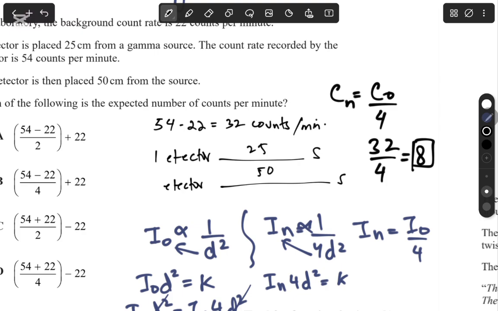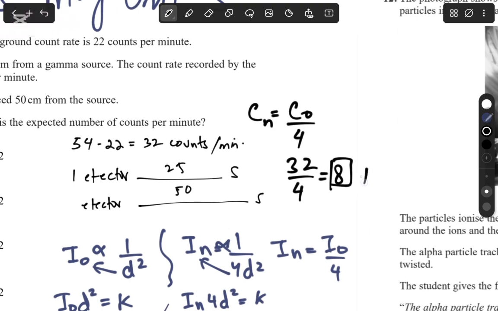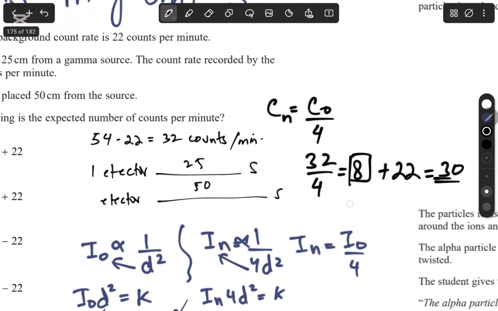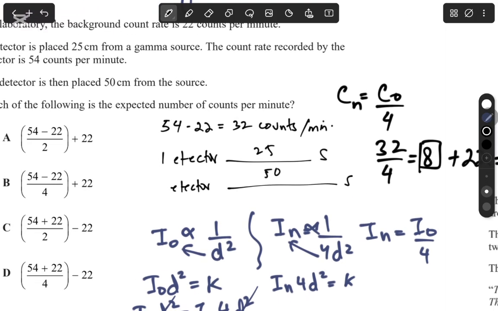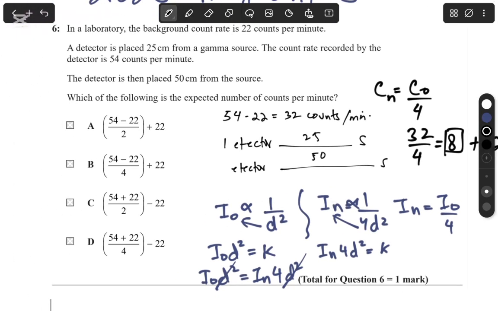Okay, when I say count rate, I'm talking about the count rate from the source, not the count rate that you get from the detector, because that's going to include your background count rate as well. So I'm just focusing on the source. So the count rate from the source is going to be divided by 4, and that's going to give me the new count rate at 50 centimeter. That's going to be 8. But the detector also includes the background count rate, so it's going to be plus 22, and so we should actually get 30 counts per minute. That's going to be the new one. So I've taken into account both the distance and the background, and I've got my answer as 30. And if you actually calculate all the values from here, you should get the answer as B.